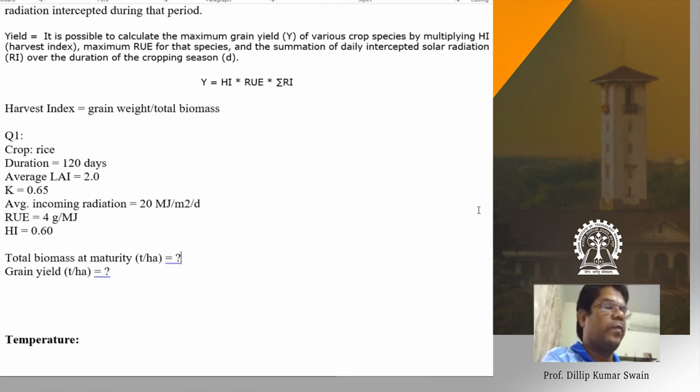Sir, after multiplying radiation interception with number of days, then we have to multiply it with harvest index and radiation use efficiency to get biomass. No, but harvest index is multiplied to get the yield. Before that, you have to get the biomass. Biomass is your radiation use efficiency into sum of radiation interception. Sum of radiation interception multiplied by radiation use efficiency, you will get the biomass first.